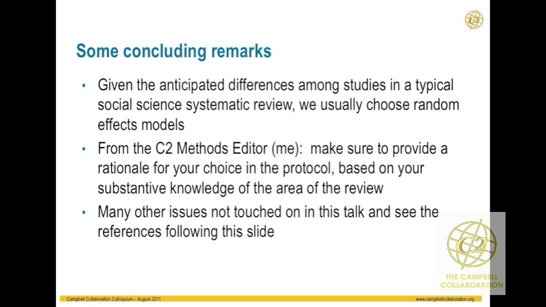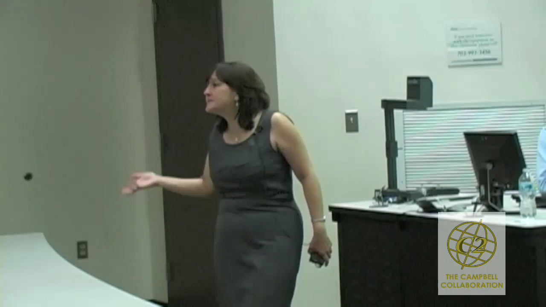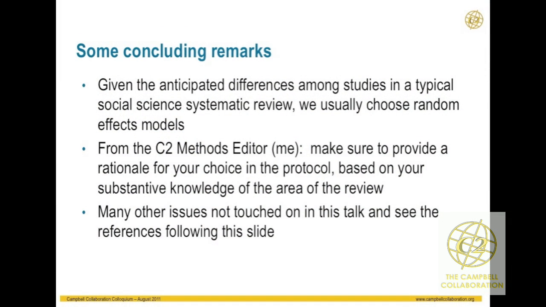Okay. And then, from the C2 methods editor, if you're going to send something to Campbell, make sure you provide a rationale for your choice in the protocol, a priori, before we start doing analyses, based on some substantive reason you have. It doesn't have to be a statistical reason. In fact, I would rather see a substantive reason.